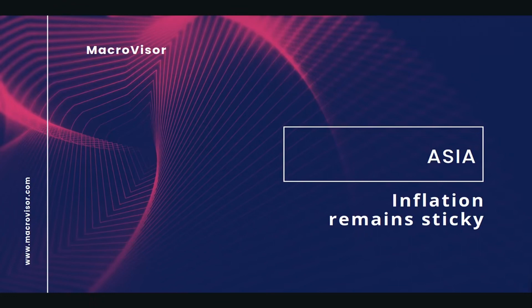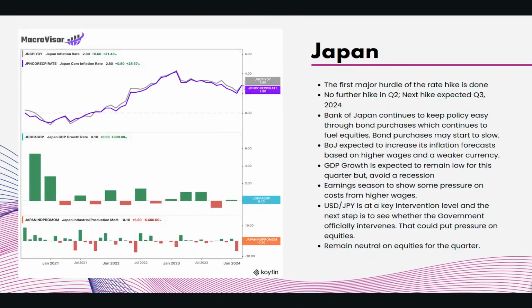Next up, we have Asia. Under Asia, we cover quite a few countries. And what we're seeing is that the overall theme in Asia is that inflation is actually quite sticky. So let's start off with Japan. Now, we have the major BOJ hike event behind us, and we don't see another hike until the third quarter. So we're free and clear for the second quarter. Conditions remain easy with bond purchases, and that is sort of fueling equities here once again.